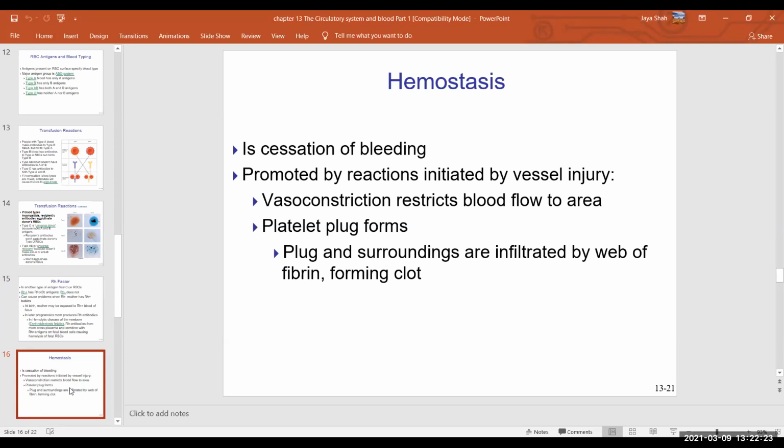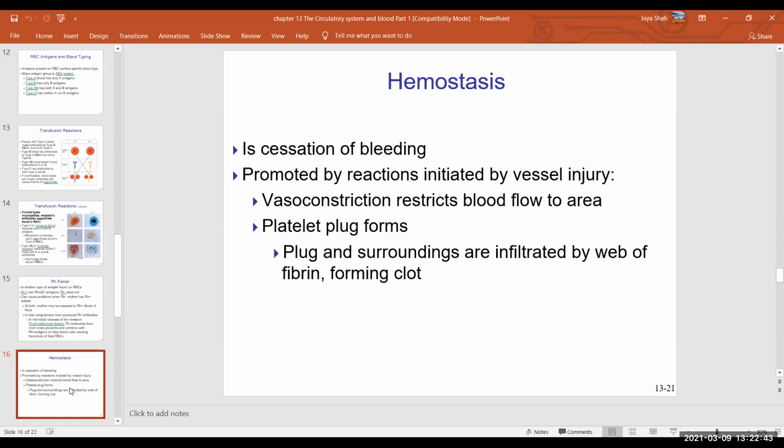Blood typing. Hemostasis is the cessation of bleeding. So once you cut, there is an automatic mechanism in our blood which stops bleeding. Okay, and that is promoted by a reaction initiated by vessel injury.